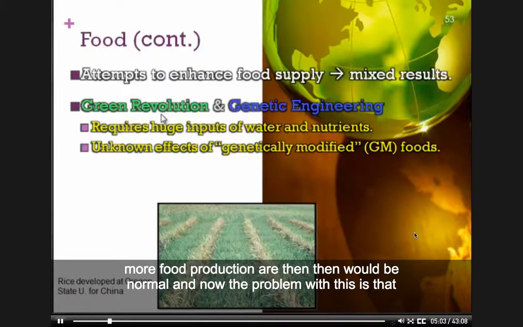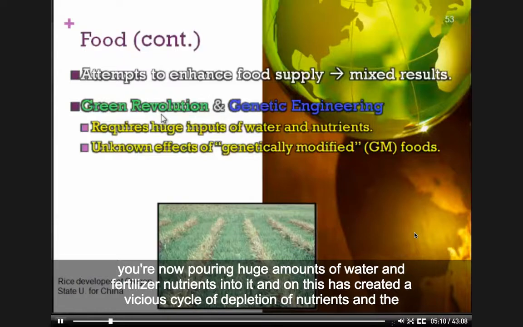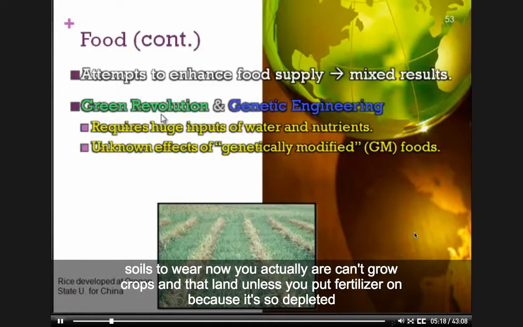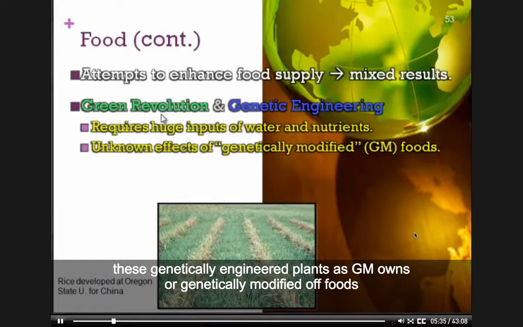Now, the problem with this is that on that same plot of land where before you were having normal crops growing, you are now pouring huge amounts of water and fertilizer nutrients into it. And this has created a vicious cycle of depletion of nutrients in the soils to where now you actually can't grow crops on that land unless you put fertilizer on it because it's so depleted. You also have to use huge quantities of water in usually an inefficient way. And we now know these genetically engineered plants as GMOs, or genetically modified foods.